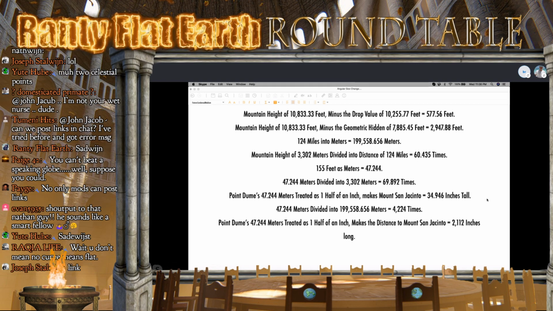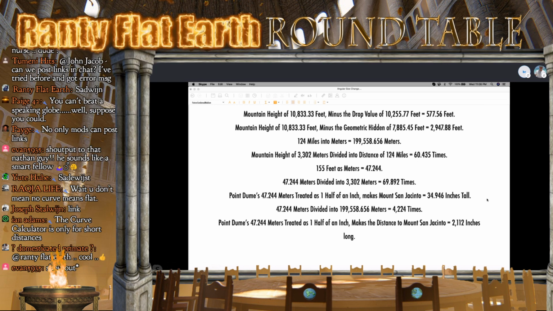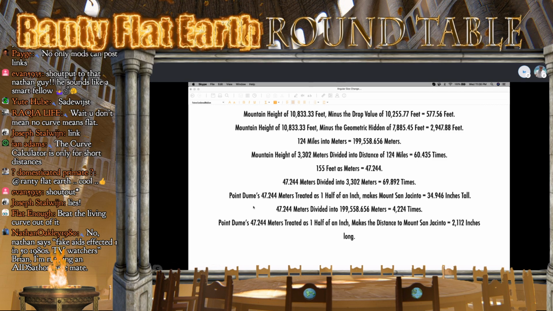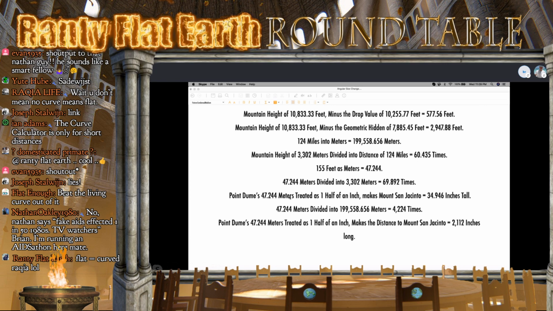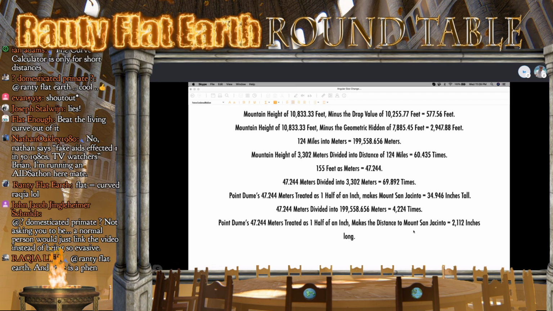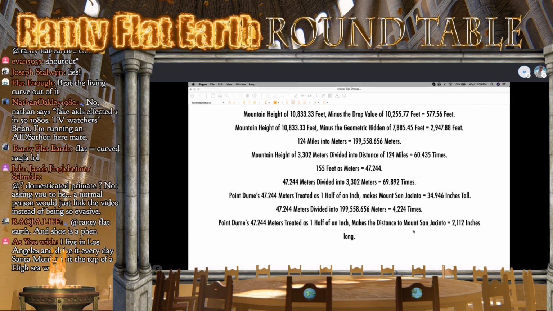The reason I'm telling you this is I was thinking about doing a scale down model of it for this presentation, where at Point Dume, where Jay Tolan was standing, if that was 1/2 an inch high, then Mount San Jacinto would have to be almost 35 inches in height. And it would have to be 2,112 inches away from the 1/2 inch. So basically, if you wanted to scale this down, you'd have 1/2 inch as Point Dume in Malibu, and you'd have a 35-inch tall piece as Mount San Jacinto, and it would be 2,112 inches away from you.